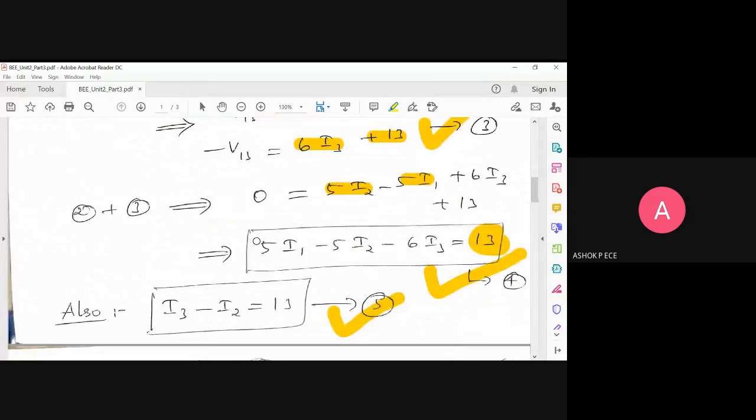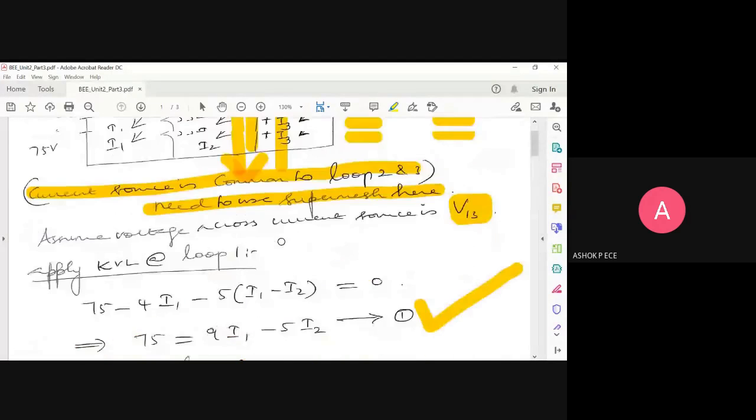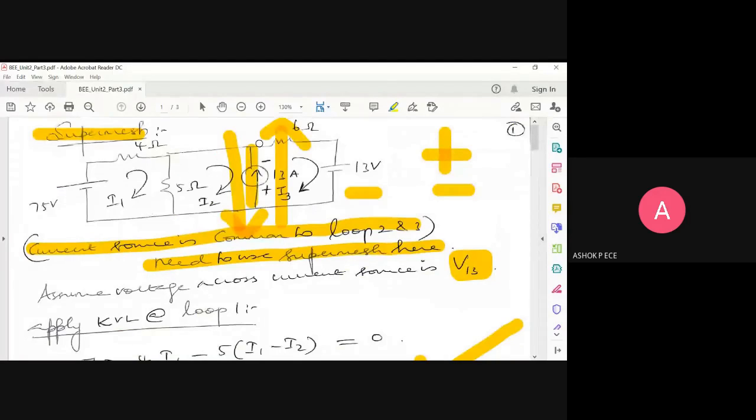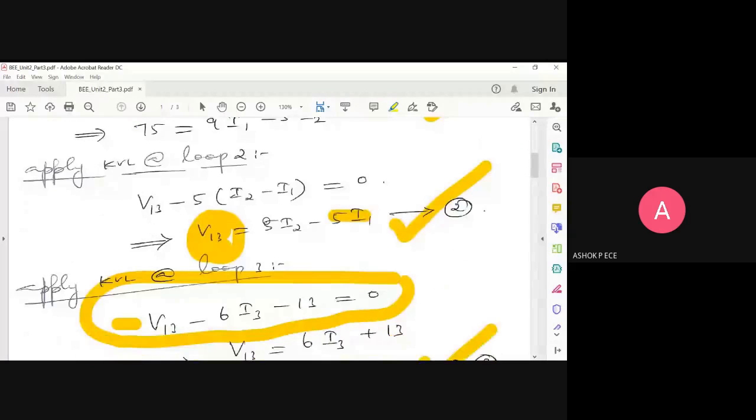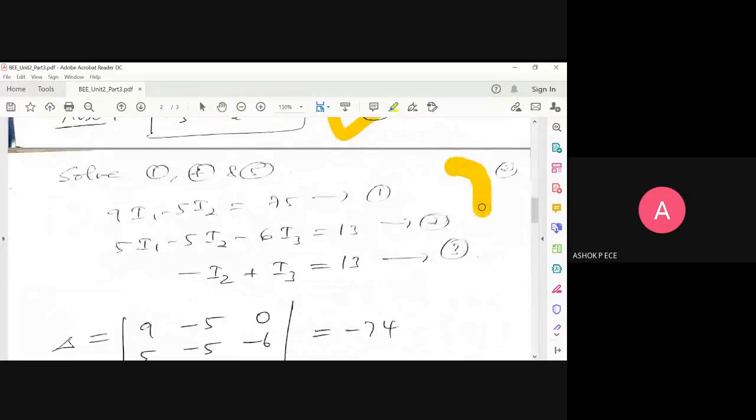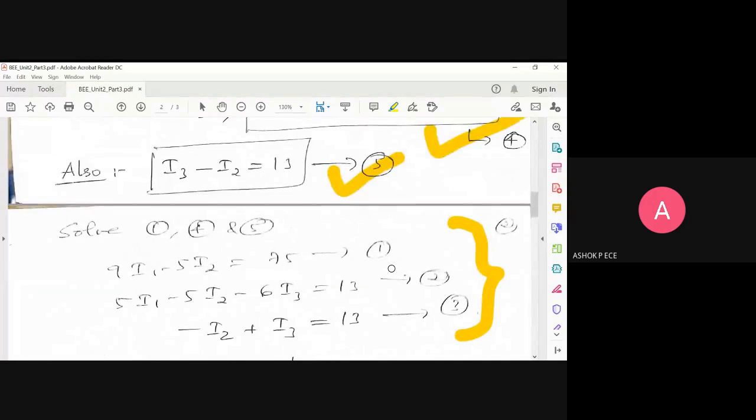And one more equation I need to get, that is using the current source. Current source direction, you see it is flowing upwards. In loops 2 and 3, you see I2 is flowing downward, I3 is flowing upwards, and I3 and the 13 amp current source direction are the same. Okay, so the difference is going to be 13 amperes. So I3 minus I2 equal to 13 amperes. So this is your last equation. So now you see we have three equations. We can solve and get the values of I1, I2, and I3.